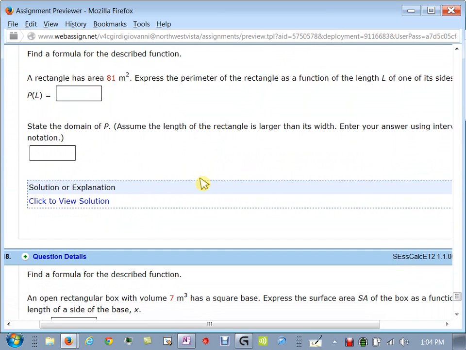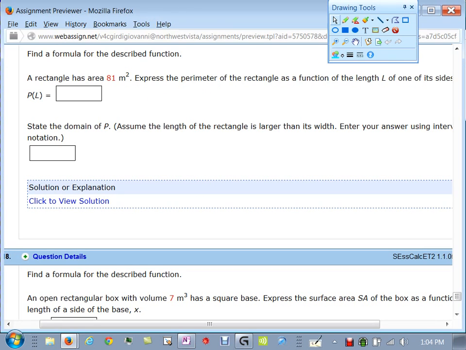Okay, how about this? A rectangle has an area of 81 square meters, so we still have the same picture. Perimeter, the area of this, they tell us, is 81. Now remember, area is length times width. This was length, this was width. It says express the perimeter as a function of the length. So we want the perimeter as a function of the length.